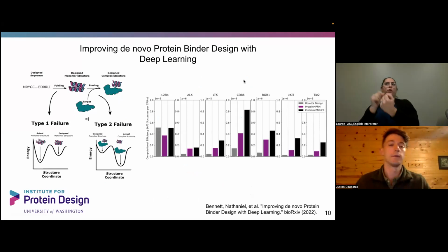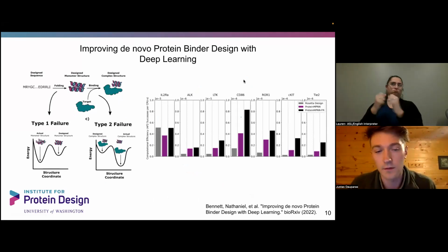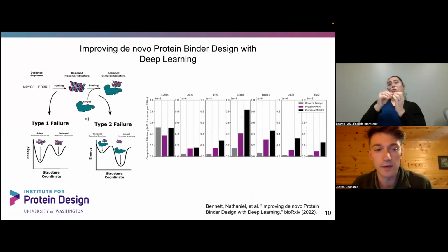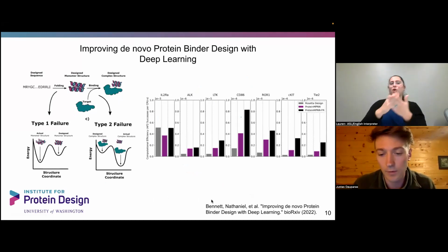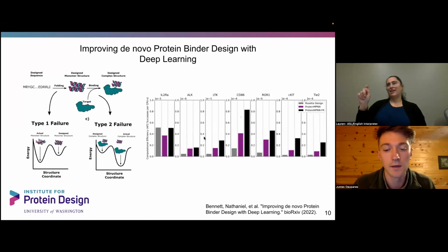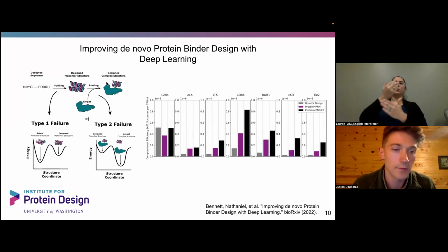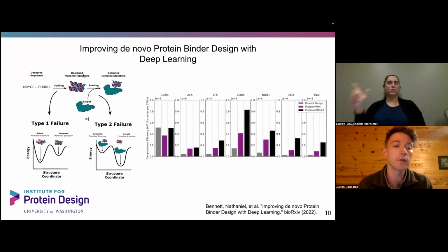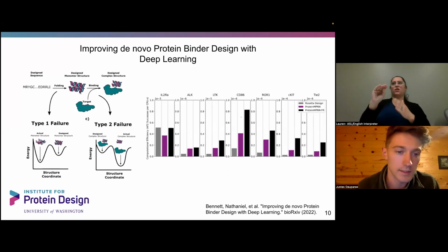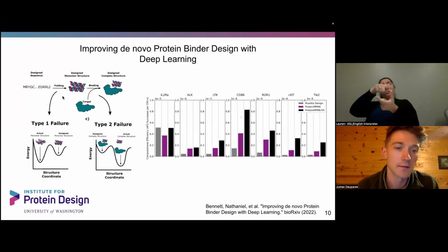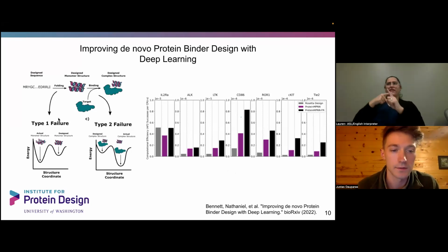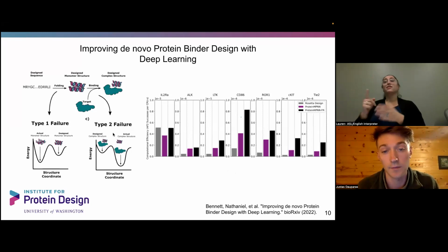There are more papers coming out that are using ProteinMPNN. So this is one example from Nate Bennett. It's called Improving de novo Protein Design using Deep Learning. Some of the failure modes for designing proteins are that if we're trying to design a binder for a target, sometimes the binder itself doesn't form. So it's a type 1 failure, but sometimes it also doesn't bind. So it's a type 2 failure.